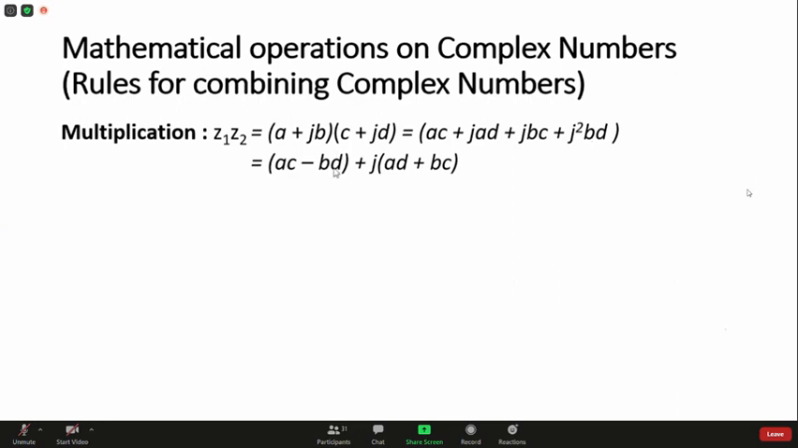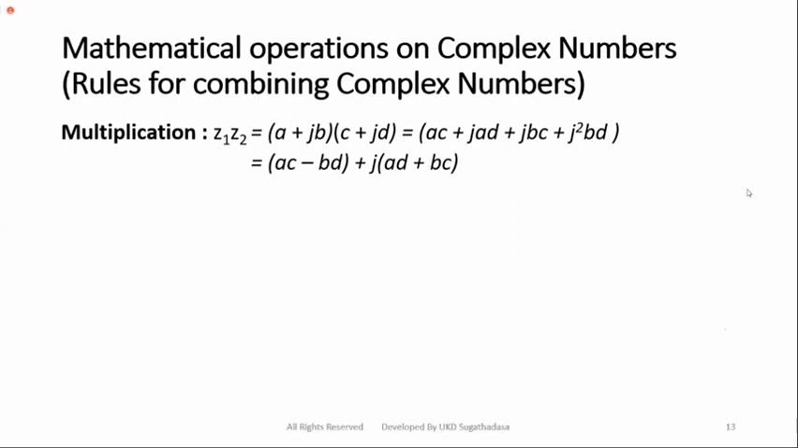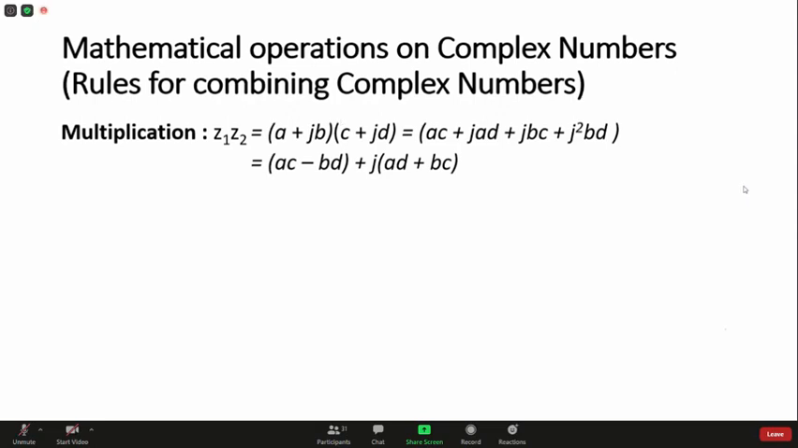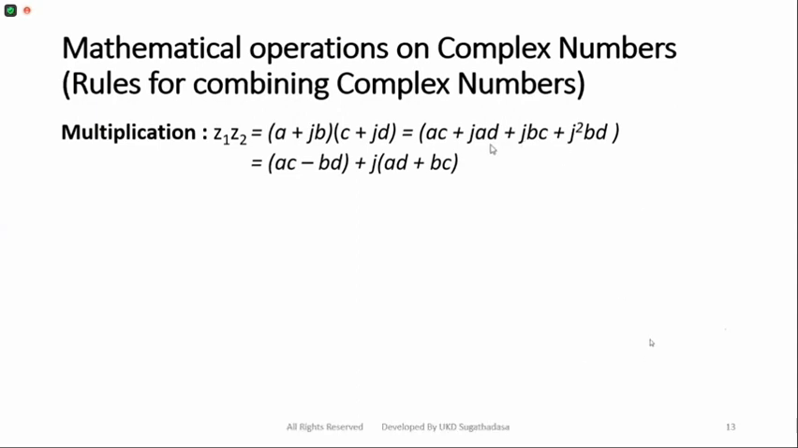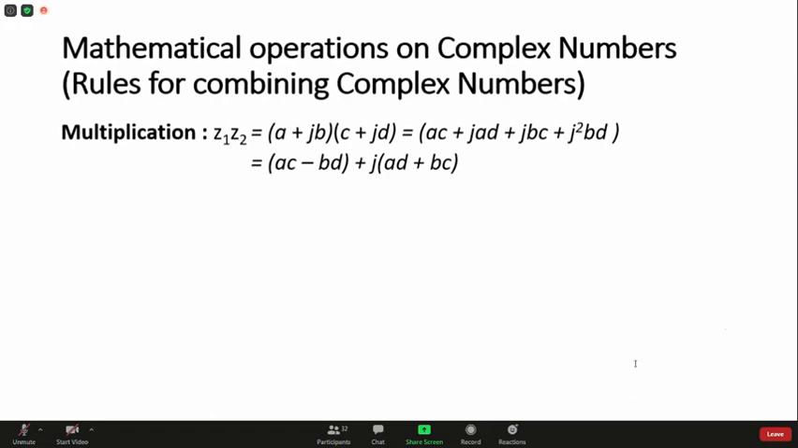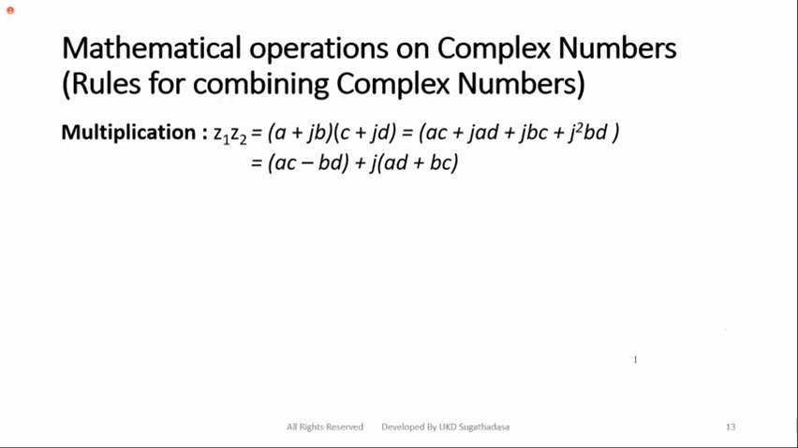Then you can combine AC and BD together. That's the real part. Then you can take the J out from the other middle terms. You get AD plus BC. Now you see again here, the product is also in the Cartesian form, A plus JB. Here AC minus BD is the real part. AD plus BC is the imaginary part, likewise.